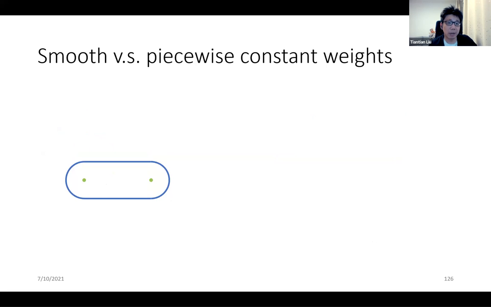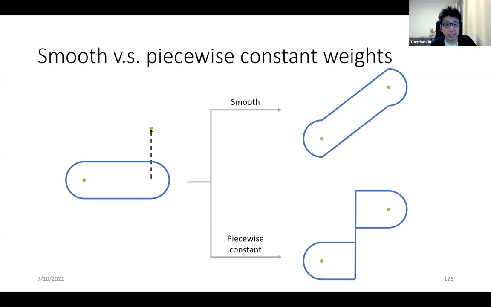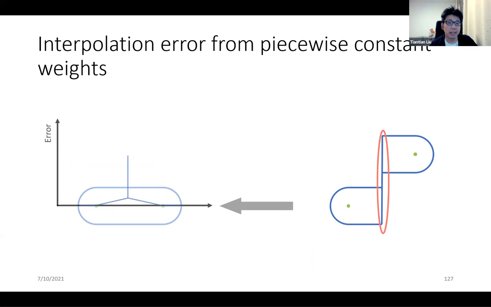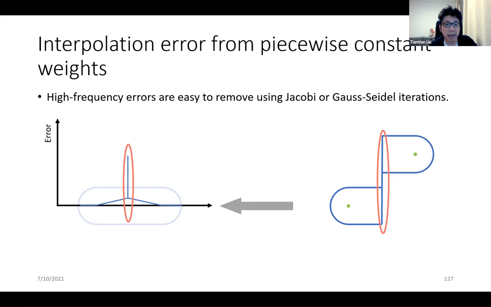Let's say this blue thing is our fine level mesh, being controlled by only two green dots at the coarse level. If we move one dot, or one node, upward, a smooth weighting scheme with linear blending looks okay-ish, while the piecewise constant weights simply tear it apart. But we find that the cliff caused by piecewise constant weights is not that bad. The error it created compared to the exact solution looks like an impulse function, which is extremely high frequency. Remember that high frequency errors are easy to remove when applied with some smoother, such as Jacobi or Gauss-Seidel. We observe that piecewise constant weights might be bad at scaling, but they are acceptable in a multigrid framework.